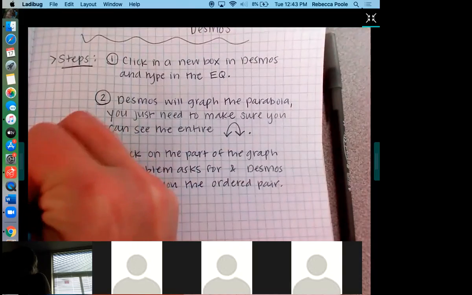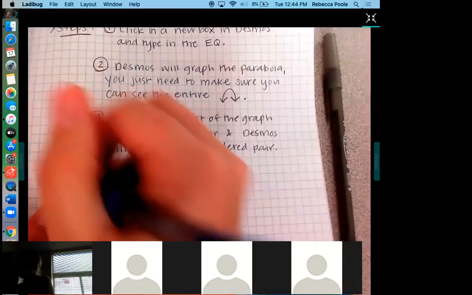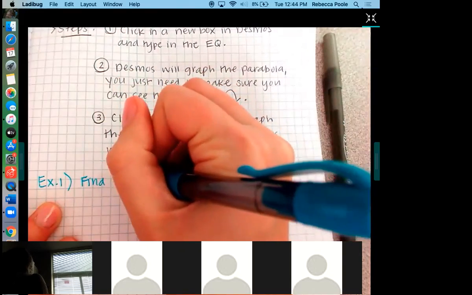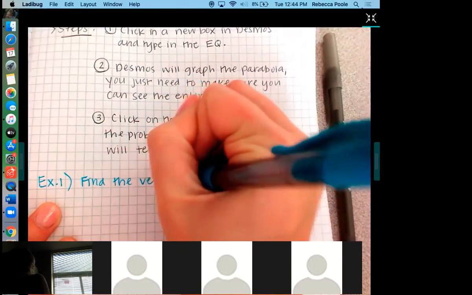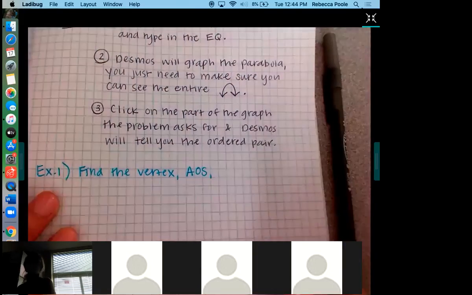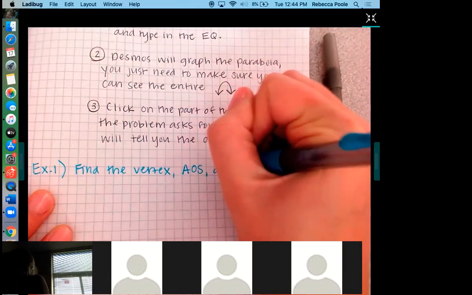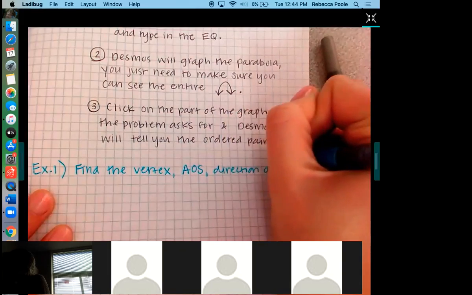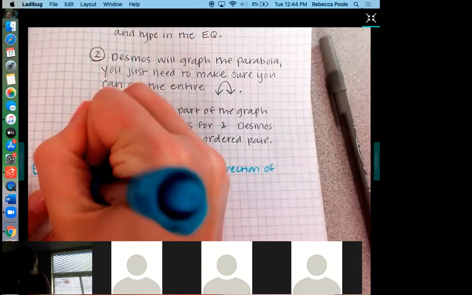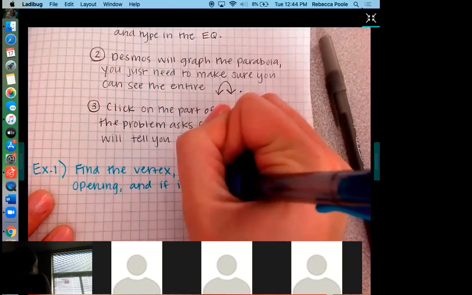Okay, I'm gonna write example 1 down underneath it. So for this one, we're gonna find the vertex, axis of symmetry. I'm gonna abbreviate if that's okay with y'all. Find the vertex, axis of symmetry, direction of opening. Did Mr. Polk do that with y'all? Okay, good. Perfect. Direction of opening, and if it's a max or min.